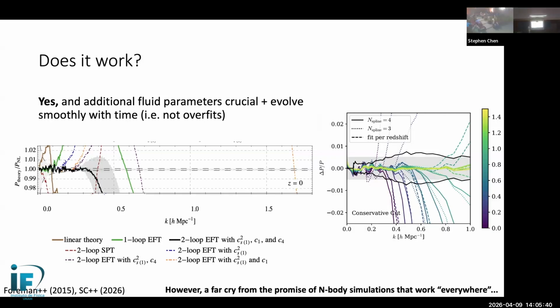Then how many parameters do you have? In this case, 16. So you can see that three is not enough. Four is about right. So four times four counterterms is 16.